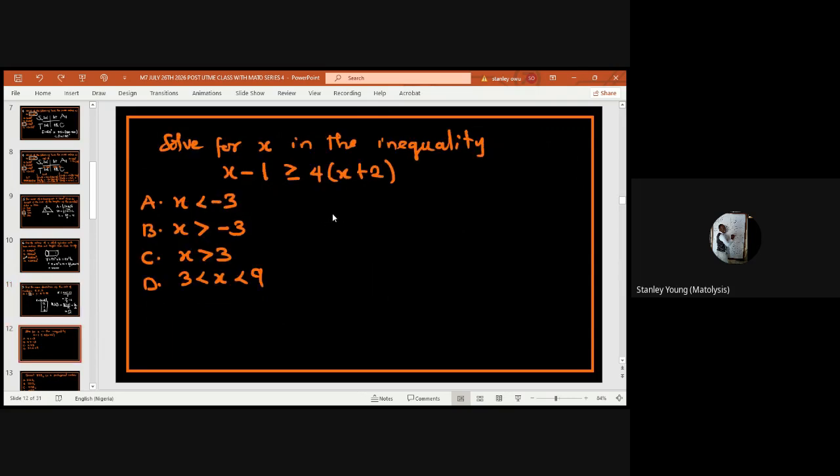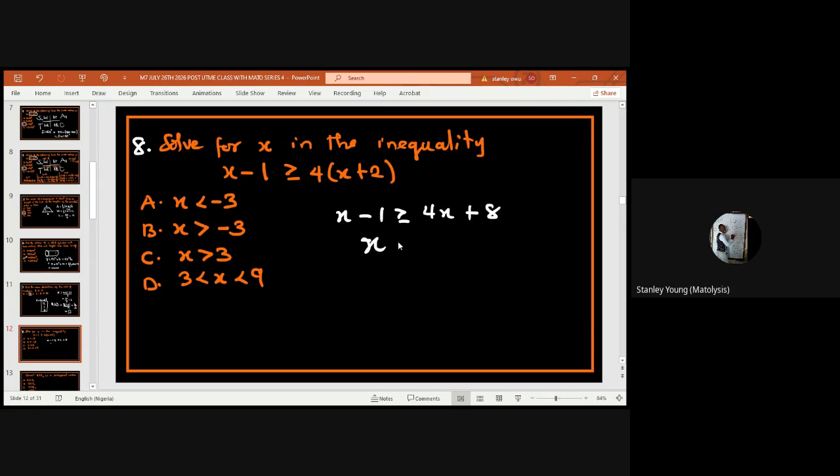Anyways, question 8. This is an inequality. What do you do? Just expand. So this is 4x plus what? 8. So what do you do here? You can decide to collect like terms. You can add the same number to both sides and subtract the same number from both sides. If you subtract what?